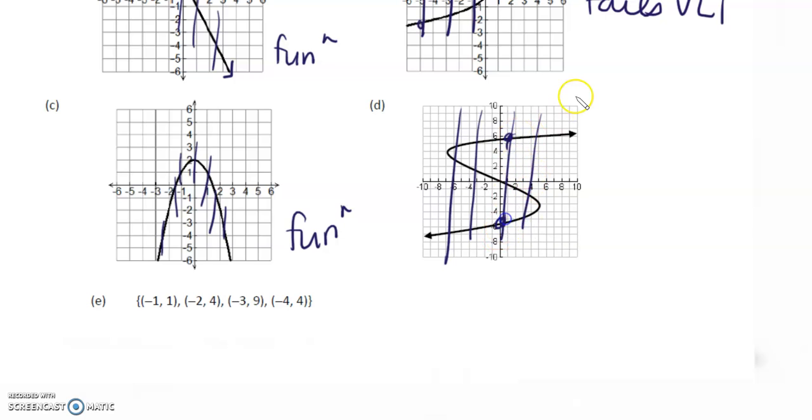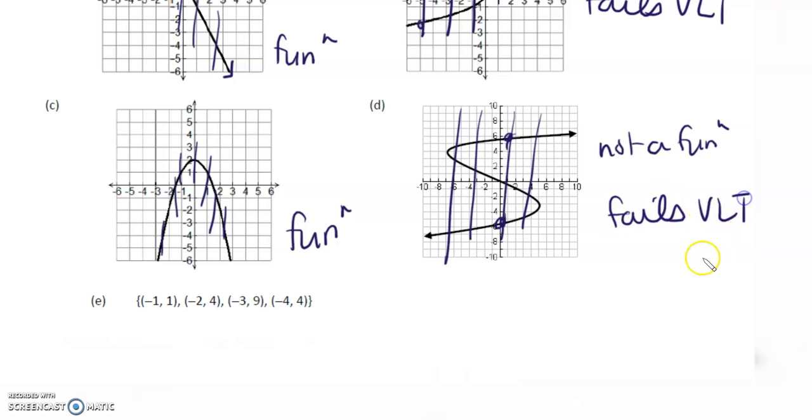You don't have to keep going. As soon as it fails the vertical line test once, it's not a function. Not a function. Fails vertical line test. Okay. E is a little bit different and a different explanation.